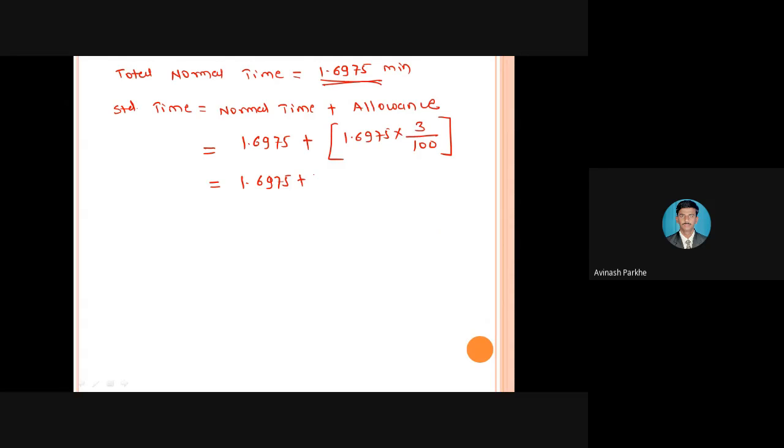What is the contingency allowance on the total normal time? 1.6975 into 3 by 100, which is 0.05092. Then standard time is equal to the addition.